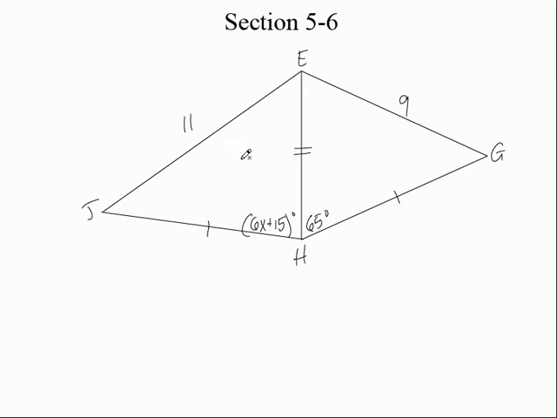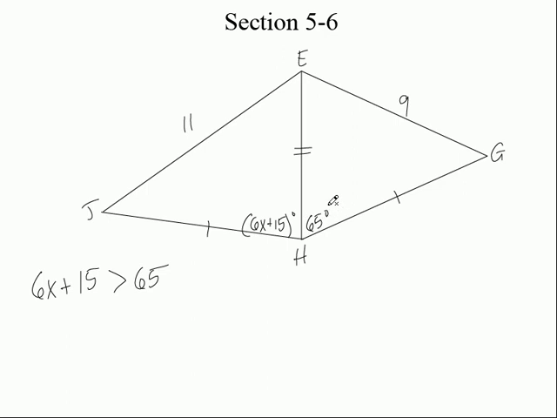Chandler? Doesn't it say x has to be bigger than... Forget the x. Just look at that whole angle right there. That whole angle is 6x plus 15. Travis, tell me. Well, JHG is bigger than EHG. That's right. So this 6x plus 15 has got to be bigger than this 65. Would you agree? So let's write that down. 6x plus 15 has got to be greater than 65. Everybody understand that? Why is it bigger? Because it's opposite what? The bigger side. Right, it's opposite 11, and this is opposite 9, so this has to be greater than this one right here.